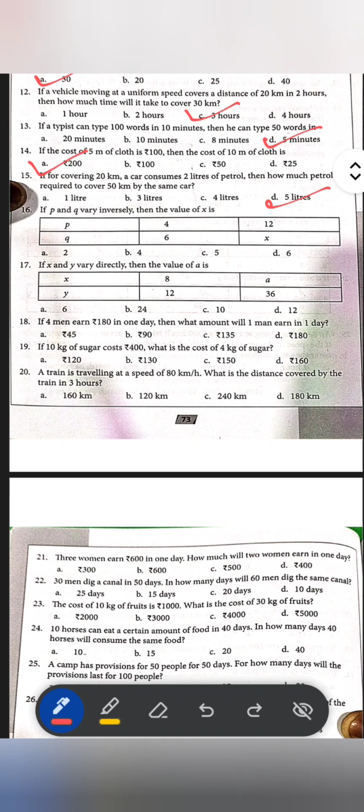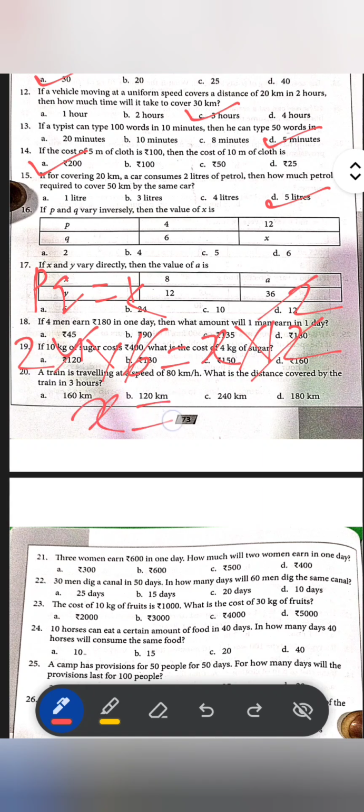Now come to question number 16. If P and Q vary inversely, then what is the value of X? Varying inversely means their product is constant. So 4 into 6 is equal to X into 12. So here 6 twos are 12, 2 twos are 4. So what do you get? X is equal to 2.